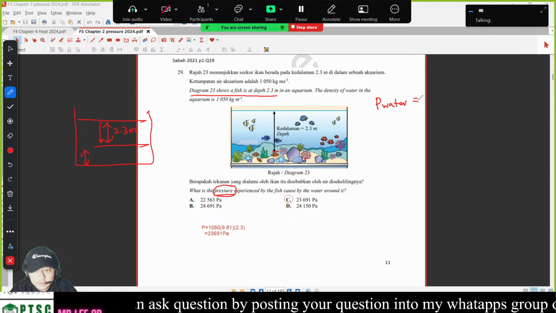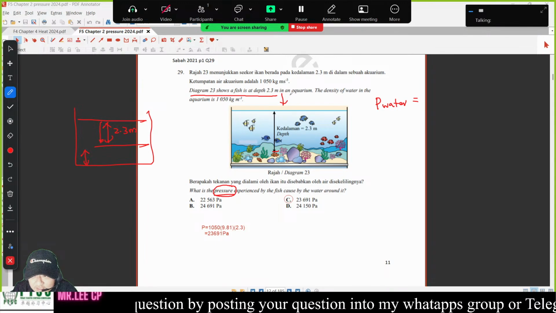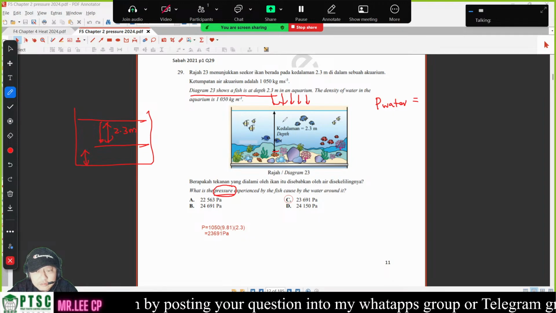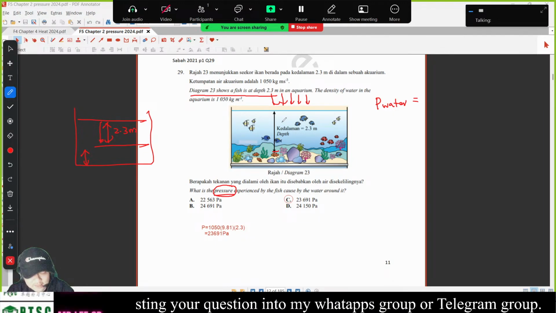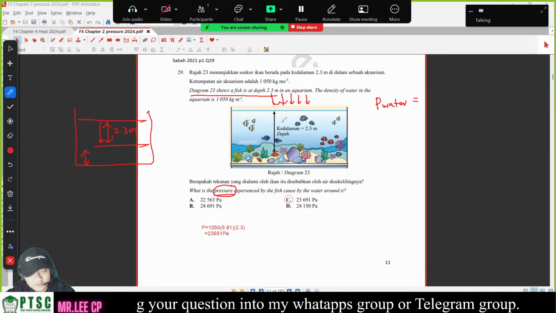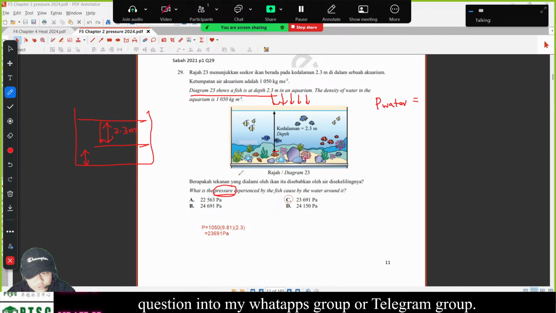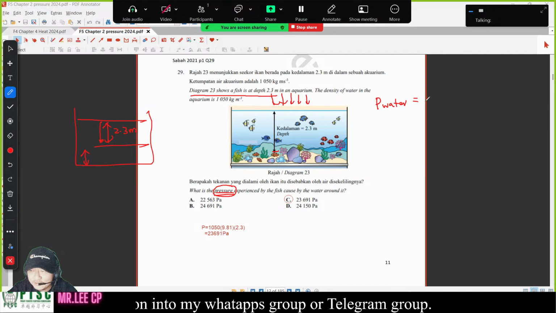Right, so they should not ask you pressure. If they ask you pressure, they must give you atmospheric pressure. If they don't give you, of course you know, teacher, I know the pressure is 1 times 10 to the power of 6. So no, they don't give you. You just use pressure only, water pressure. You just leave it at water pressure.